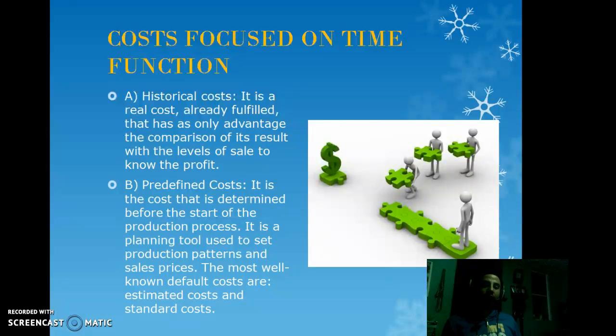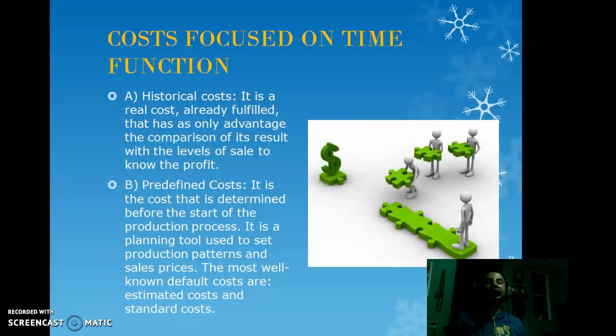In this section, we can find historical costs. It is a real cost already fulfilled that has only one advantage: the comparison of its result with the levels of sale to know the profits. The historical costs in a determined period of the year, for example.